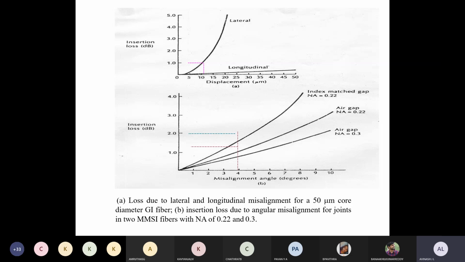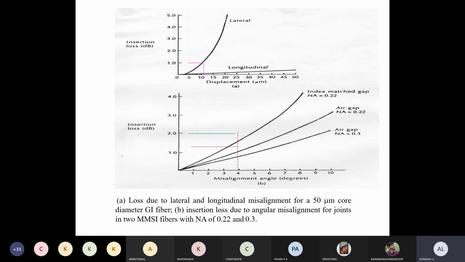Second thing, what exactly happens when you see the curve for the lateral? As the displacement increases and the gap gets larger, lateral misalignment losses become much higher, something like exponential. It keeps increasing. So even though longitudinal misalignment is there, we can somewhat tolerate and neglect it, but we should not tolerate the lateral misalignment losses.